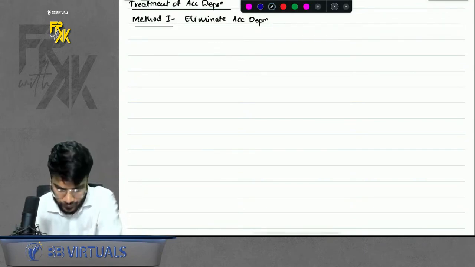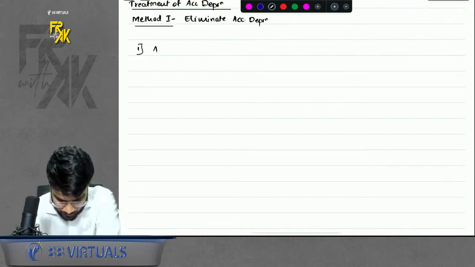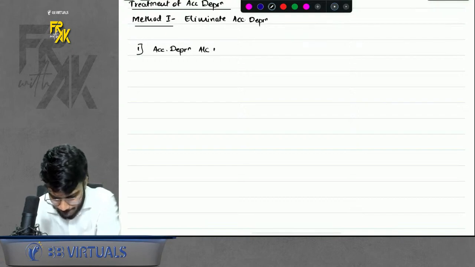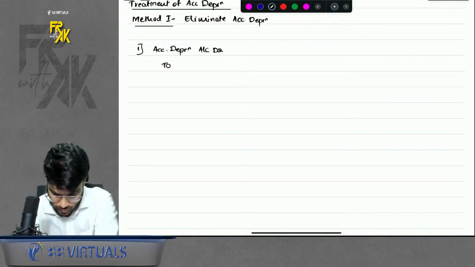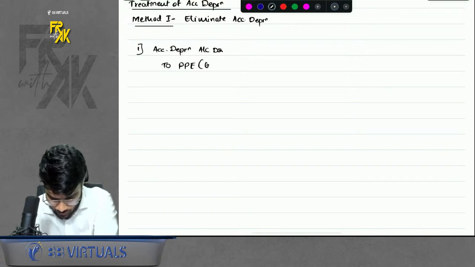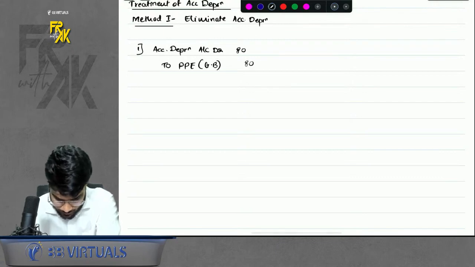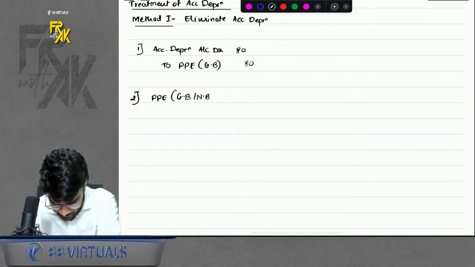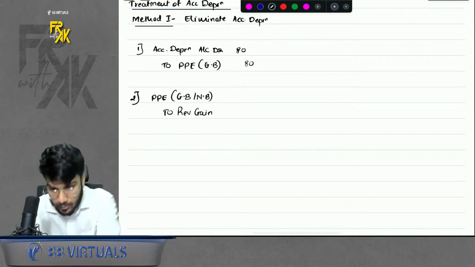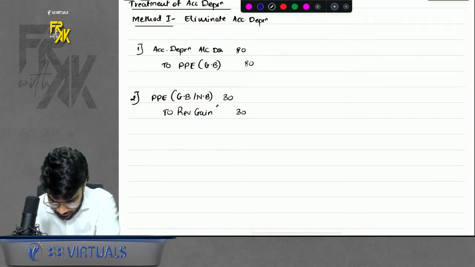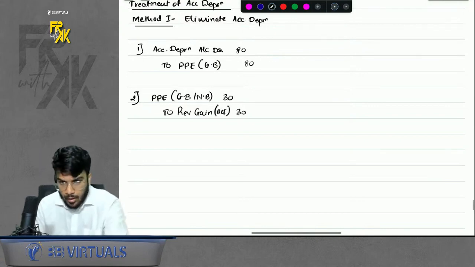So in the first method, when we have to eliminate, we will pass a simple entry: accumulated depreciation account debit to PPE, that is the gross block, and it will be 80 and 80. The second entry is directly booking the gain: PPE gross block slash net block account debit to revaluation gain, 30 and 30. Such gain will of course be transferred to OCI.